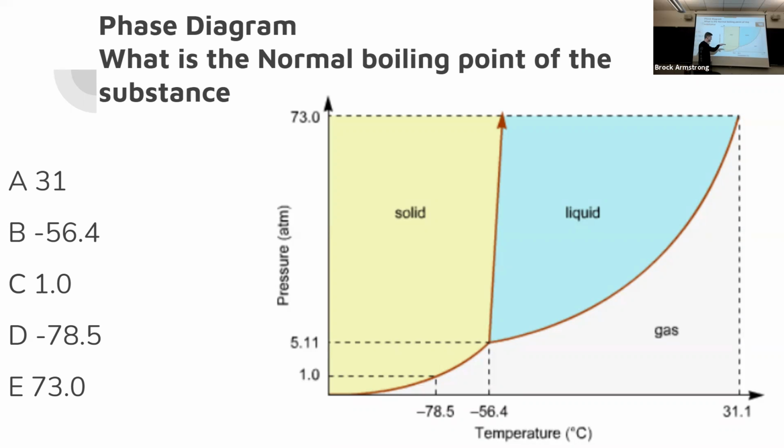So if we go to 1 atmosphere, we follow that line all the way over, and we drop down, we'll see that that is 78.5 degrees Celsius. So that would be the normal boiling point of our substance.